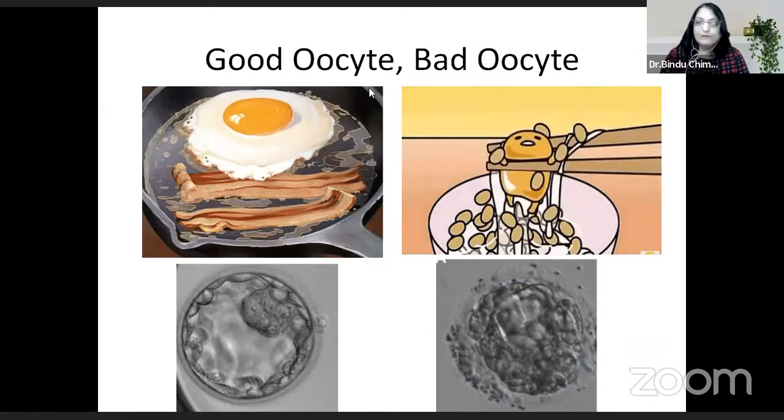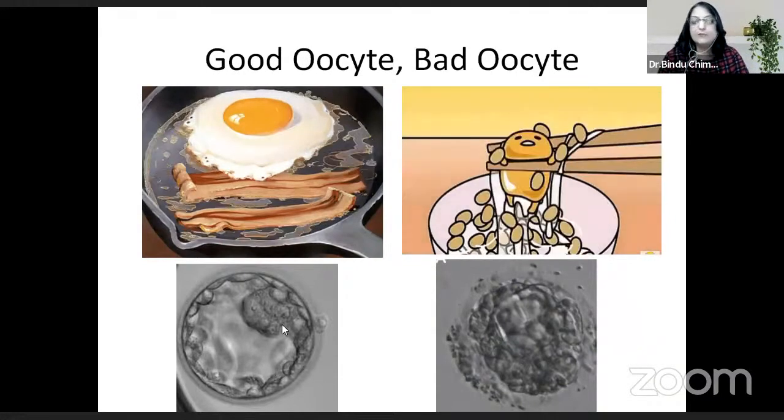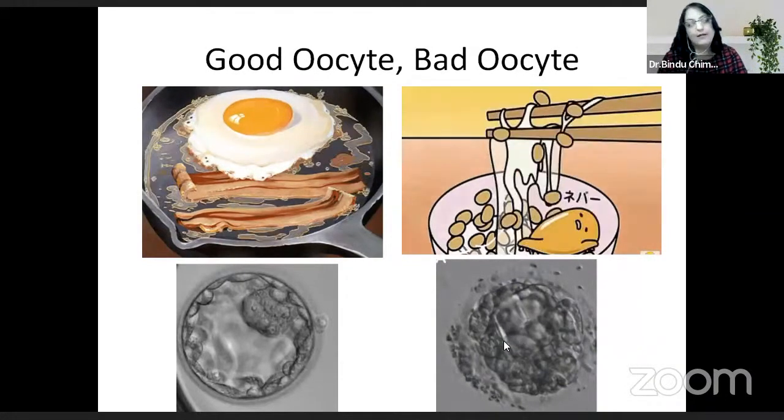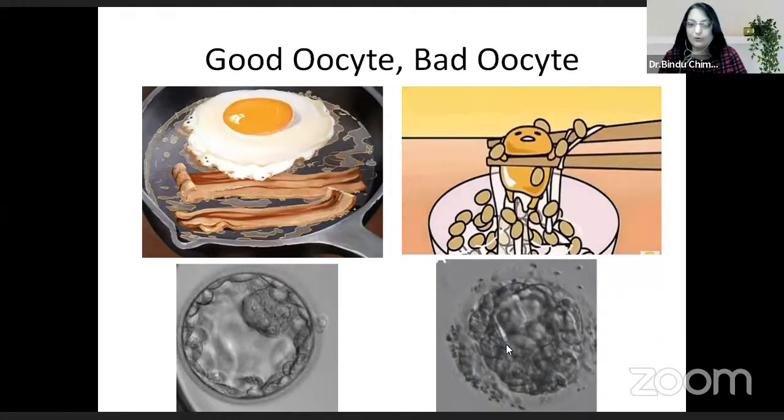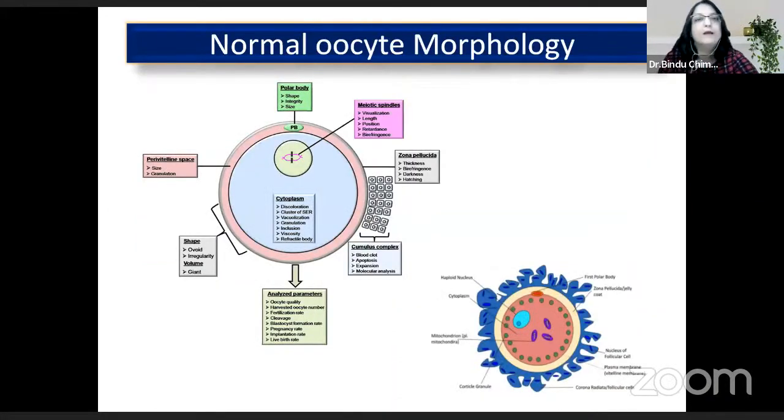Okay. So when we talk of the good oocyte and the bad oocyte, it is the oocyte which leads us to a good quality blastocyst, or it does not form a blastocyst at all. Forget the pregnancy rates therefore. So the normal oocyte morphology, I need not go into the details.